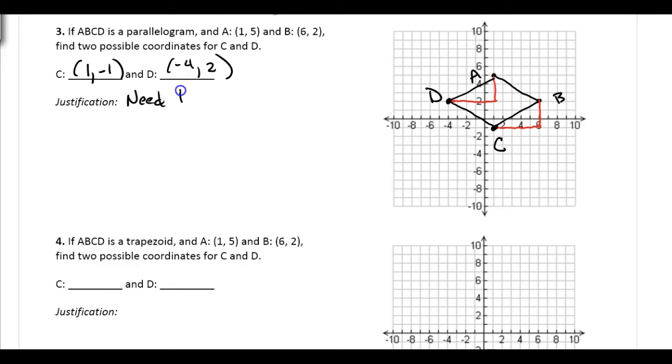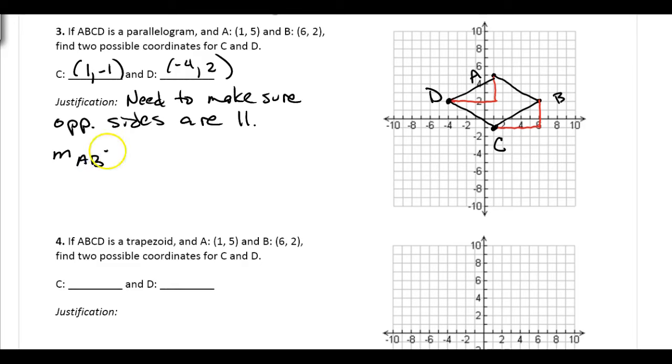And our justification, we need to make sure opposite sides are parallel. So that's our justification. So I'm going to find the slope of all four of the segments. I'm going to start with AB, and you can calculate this using the slope formula, or you can just use the slopes on the graph. So for AB, I'm going to go up 3, so that's +3, and to the left 5. So that's -5. So the slope of that is going to be 3 over -5.